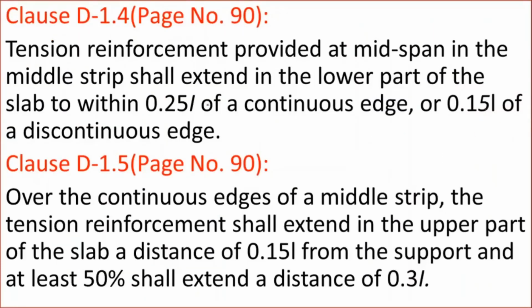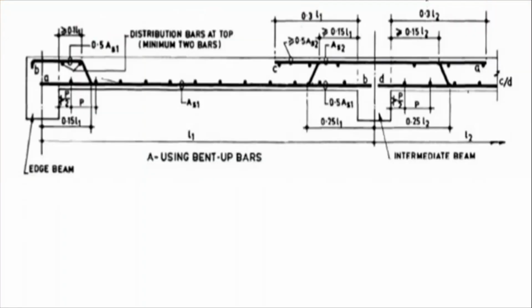Then the next classes are related to the reinforcement in two-way slabs. So let us see that. First I will explain in the diagram, then I will go back to the clauses. When you take a slab like this, this is not a beam here, this is the section of the slab.